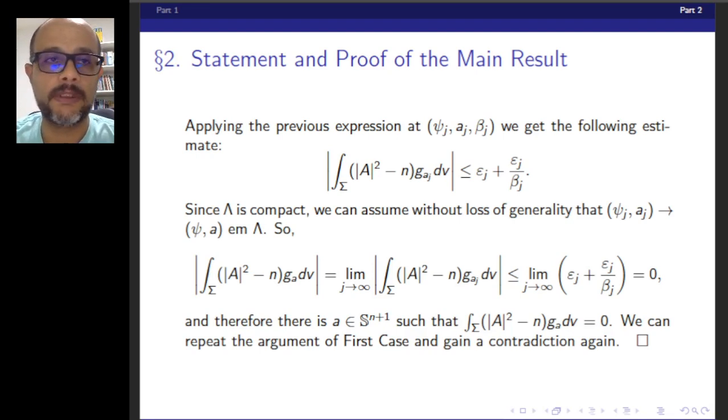Okay? So, in both cases, we proved that there does not exist a hypersurface with index 2. In this way, we deduce the theorem, the main theorem.